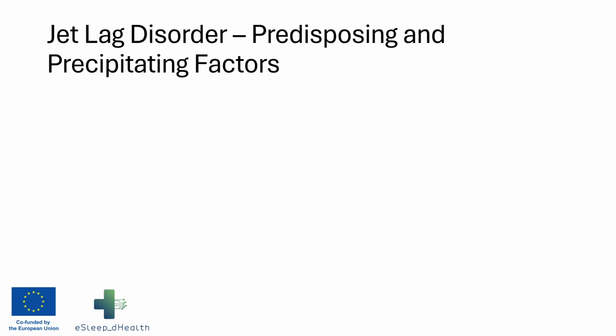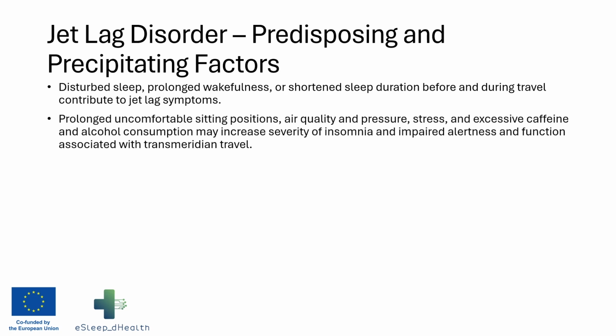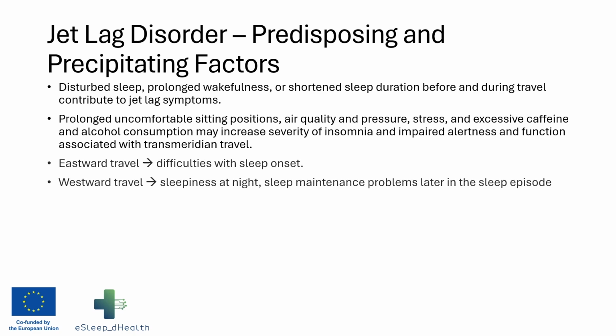Predisposing and precipitating factors include disturbed sleep, prolonged wakefulness, or shortened sleep duration before and during travel. That may contribute to jet lag symptoms. Also, if someone is experiencing prolonged uncomfortable sitting positions, poor air quality or differences in air quality and pressure, stress, and maybe excessive caffeine and alcohol consumption, those factors may increase the severity of these insomnia symptoms and impair alertness and function associated with transmeridian travel.